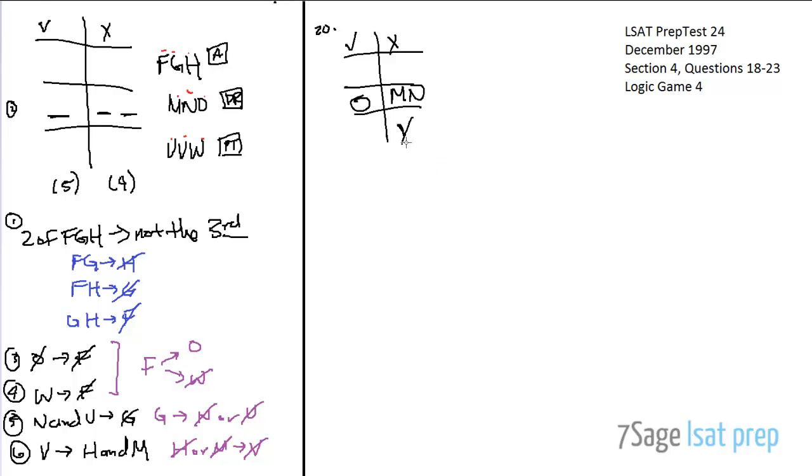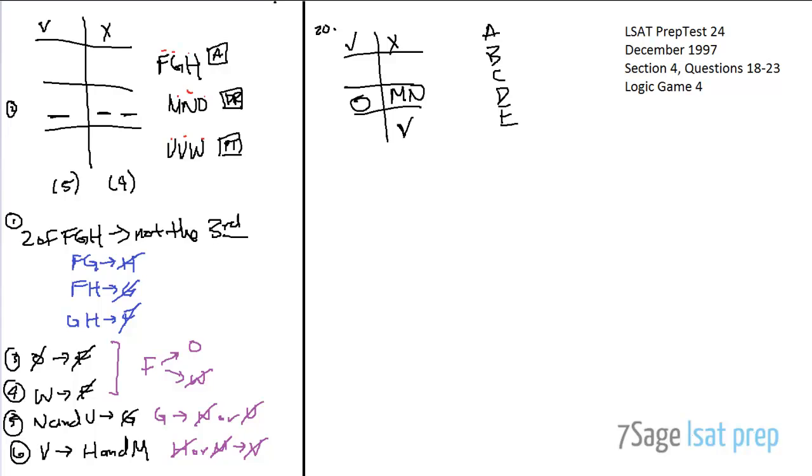So let's actually clean this up. That's a V, not a Y. And you don't really know what's going on in the rest of this. But actually, you do, and I'll show you how in just a second. First, let's address this question. All we know for sure is that M, N, and V are out.